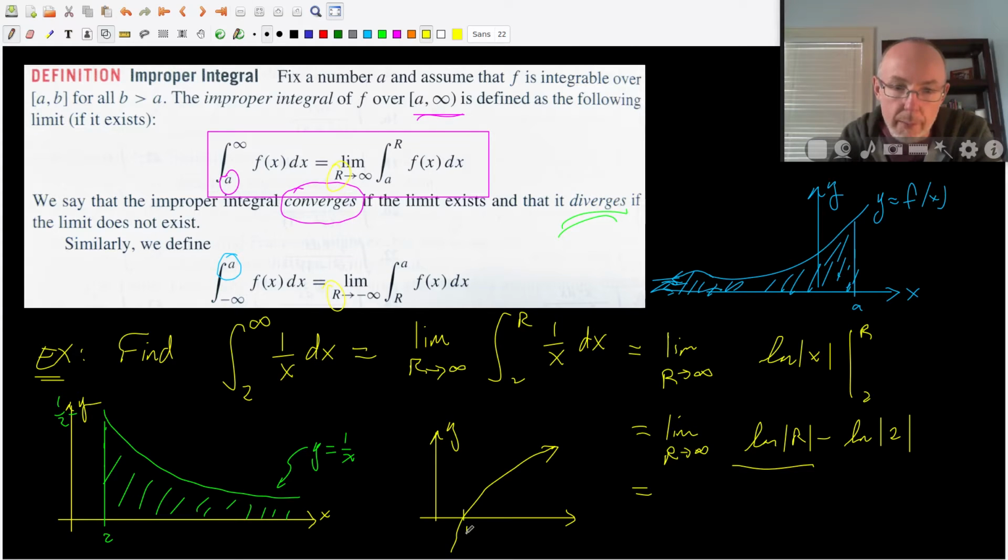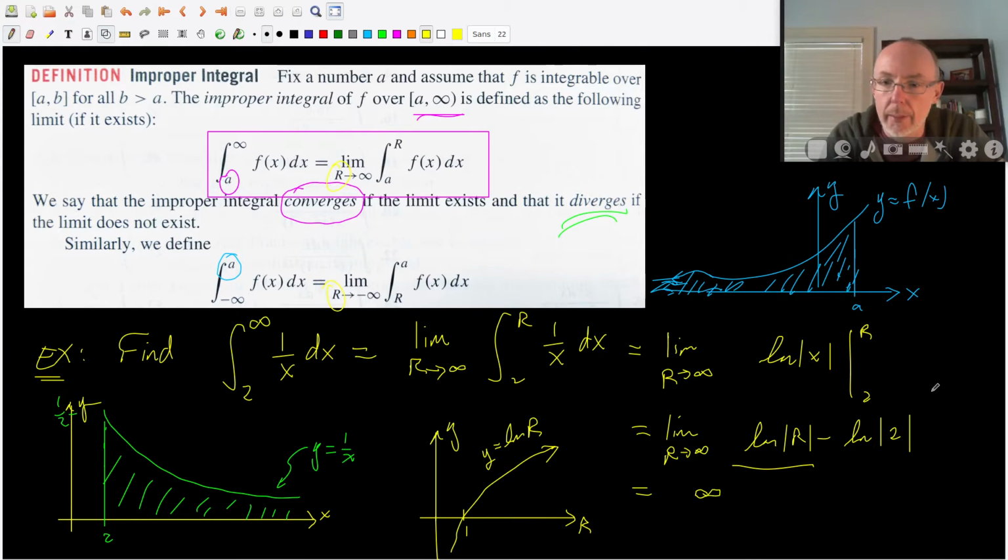Remember, it crosses the x-axis at 1. There's the rest of the y-axis. Here's a graph of the natural log of, well, let's call it r. So this is a graph of the natural log of r, and there's the r-axis. What happens as r goes to infinity? As r gets big, log gets big. Log just keeps getting bigger and bigger and bigger.